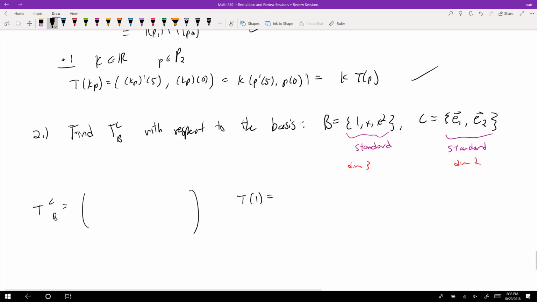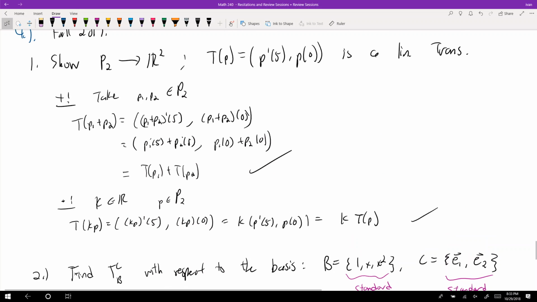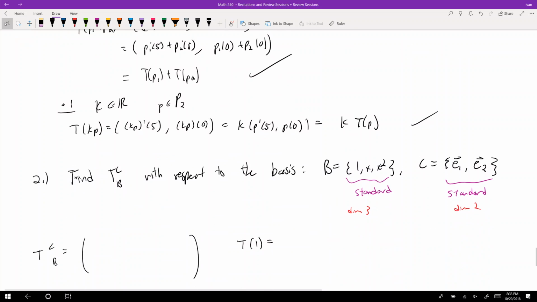So T of 1. Here's the map up here, if you don't remember. T of P is equal to P prime at 5, comma, P at 0. So what do we have to do? For the first entry, I take the derivative of 1, which is 0, and evaluate it at 5. But what is that? It's just 0. The second entry, I take P, which is the constant function 1, and evaluate it at 0. So that's just 1.